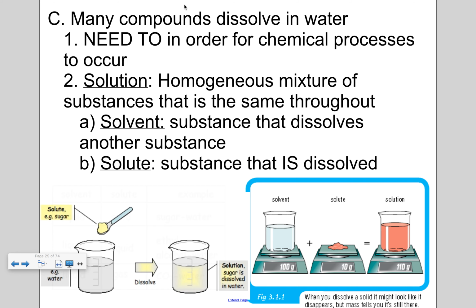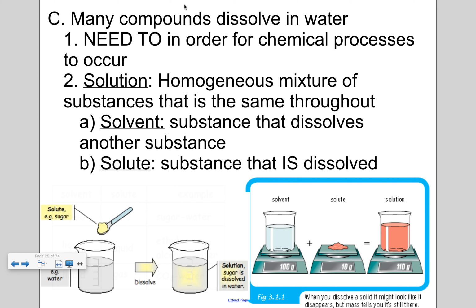All right, now, many compounds do dissolve in water because of its polarity. Things need to dissolve in water in order for chemical processes to occur. If you think about where you find water, water is pretty much everywhere. I mean, most of your cells are made of 60 to 75% water. And your cells carry out a lot of chemical processes. So those molecules, those substances that are used in those chemical processes, have to be able to dissolve in it.